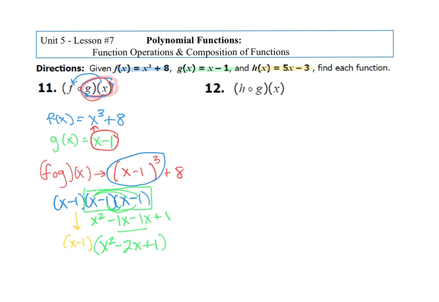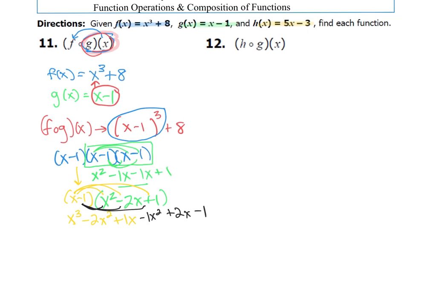So now we distribute again with x to x squared, and we have x cubed. X to negative 2x makes negative 2x squared. X to positive 1 makes a plus 1x. And then we come back underneath, and we take negative 1 and multiply it to x squared, so minus 1x squared. Negative 1 to negative 2x makes positive 2x. Negative 1 to positive 1 makes negative 1.